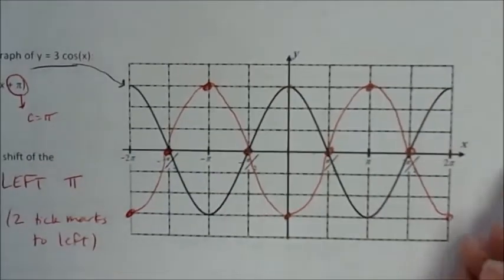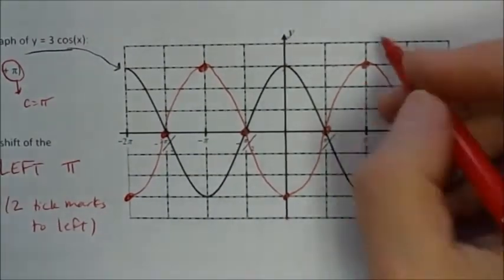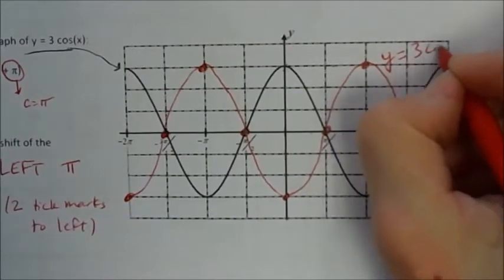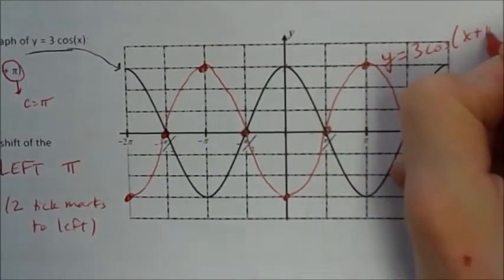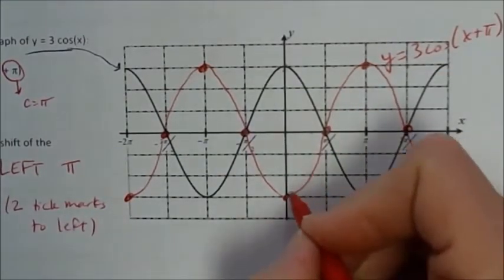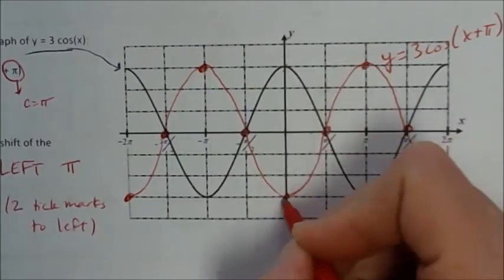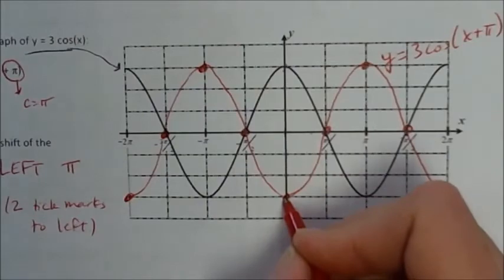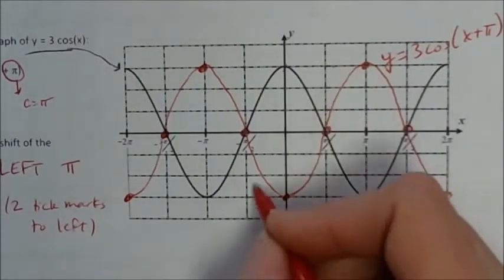And here is our, and let's label this, our red graph is y is equal to 3 cosine x plus pi. And you might notice this is another curve too. This is a curve of y equals negative 3 cosine of x, because it's actually an upside down cosine curve.